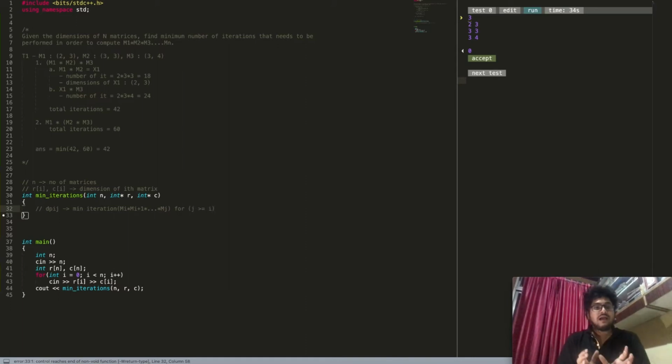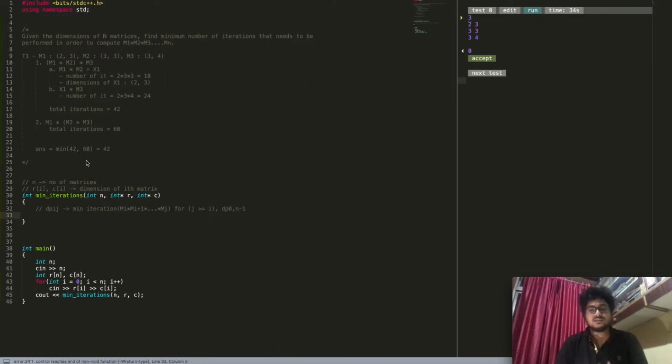If you have a look at this definition of the states, the final answer that we are looking for will be represented by DP of 0 comma n minus 1. That is the minimum number of iterations required to evaluate m of 0 into m of 1 into m of 2 up to m of n minus 1. Since this is 0-based indexing, that's why we are looking for DP of 0 comma n minus 1. In case of 1-based indexing, we would have been looking for the final answer as DP of 1 comma n.